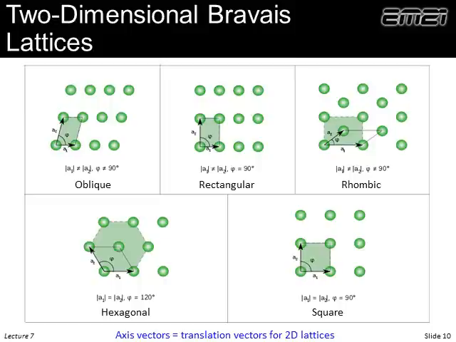We can talk about Bravais lattices in 2 dimensions, in which case there's 5.